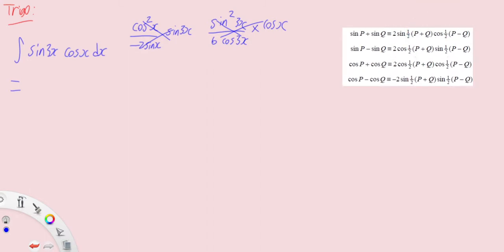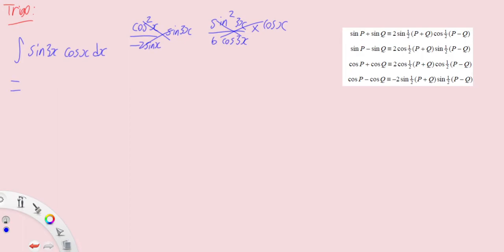Sine p plus sine q and sine p minus sine q, cosine p plus cosine q, cosine p minus cosine q. The interesting thing is that if you look at the right hand side, you notice you get a product of two trigonometric functions, where each is either sine or cosine. So in this case, we have sine and cosine. If we look at these four equations, it's either the first one or the second one. It's either sine p plus sine q or sine p minus sine q.